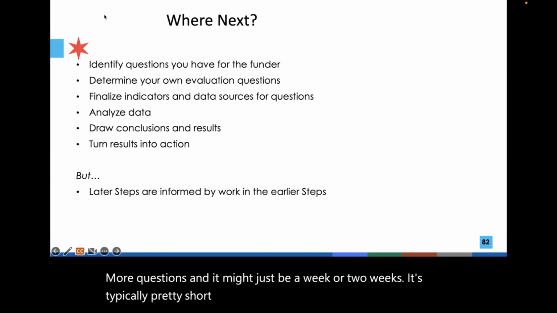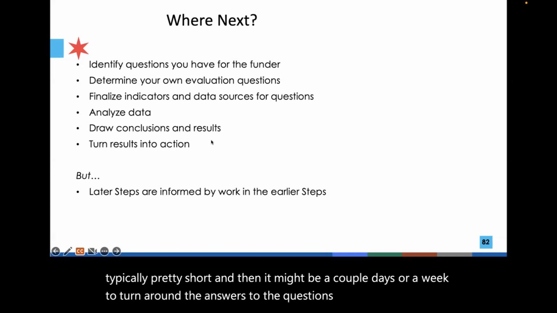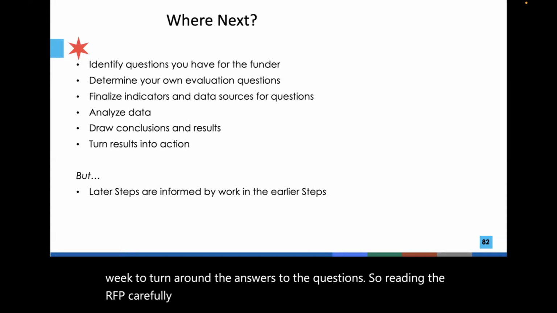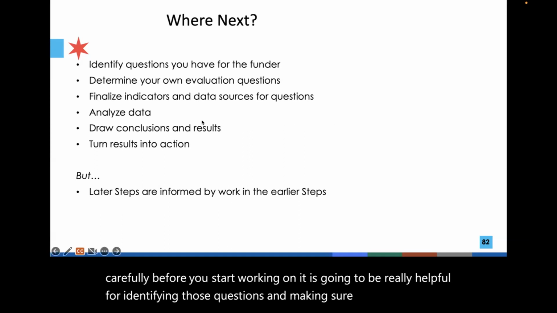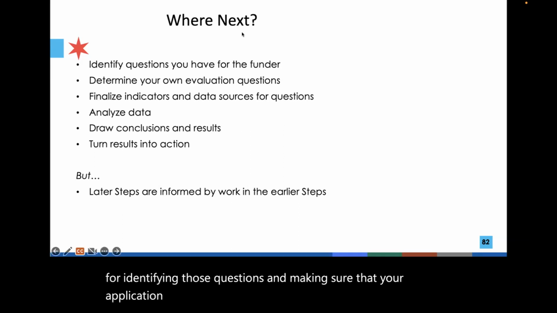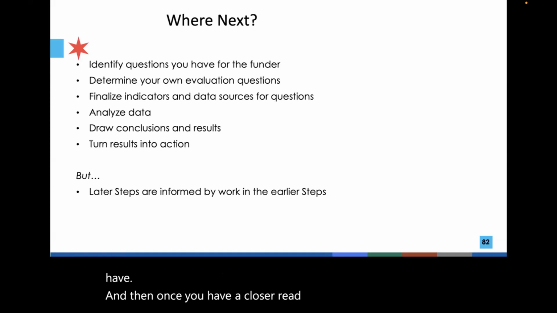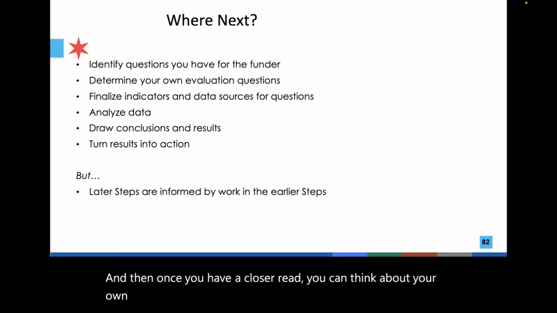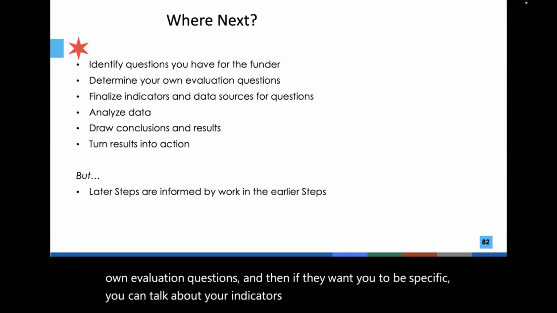And then it might be a couple days or a week to turn around the answers to the questions. So reading the RFP carefully before you start working on it is going to be really helpful for identifying those questions and making sure that your application is as strong as it can be given the information that you have. And then once you have a closer read, you can think about your own evaluation questions. And then if they want you to be specific, you can talk about your indicators. So what are the actual things that you'll be measuring?